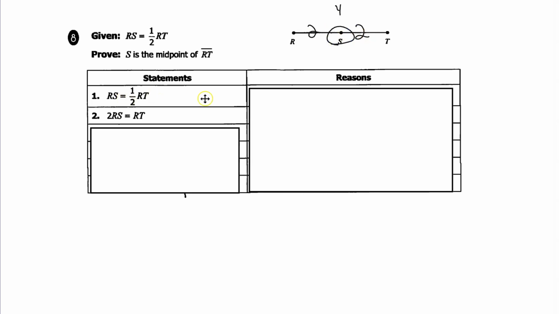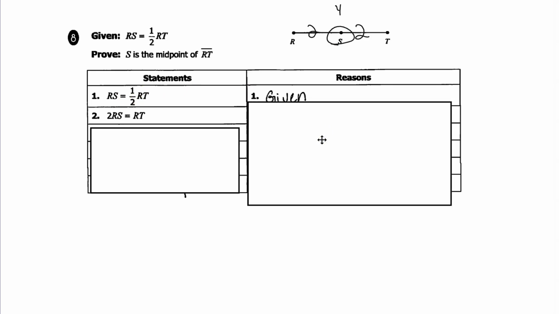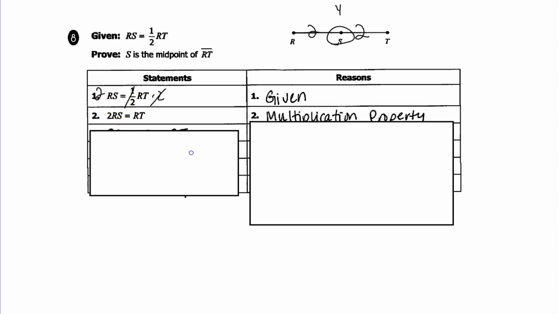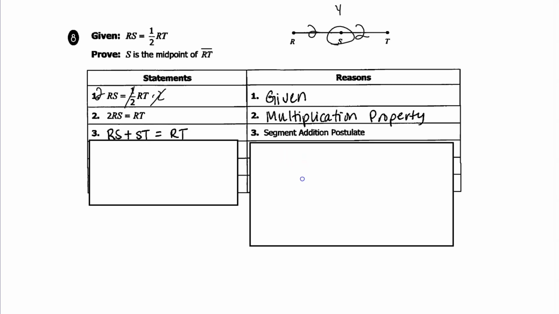So how do we know this first statement? Well, it is given to us. How do we know that 2RS equals RT? Well, think about it. If we multiply this by 2 and multiply this by 2, those cancel out and we're left with that. So all we did was multiply. RS plus ST equals RT. Well, that is your segment addition postulate.